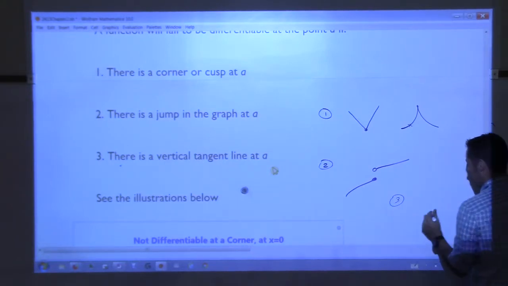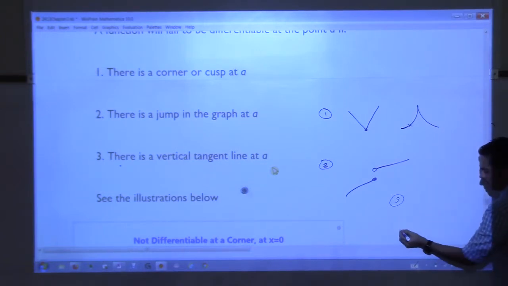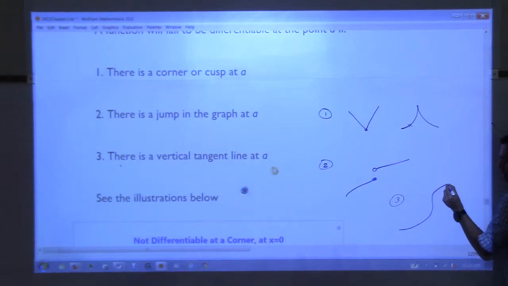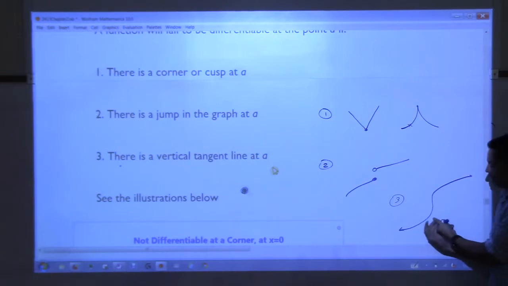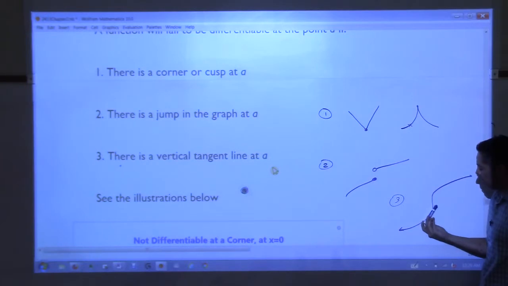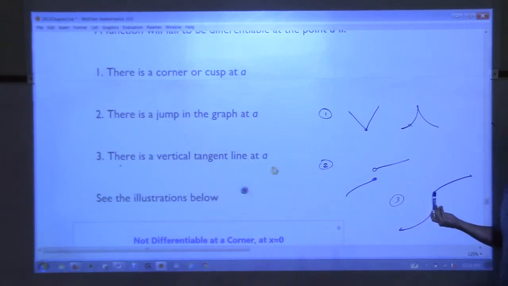And then the third one is a little harder to realize, but let me draw it. I'll draw it slowly. Okay, take a look at this graph. We have positive slope, getting steeper and steeper and steeper, and then it goes like this. Let's take a look at that tangent line. Slope is positive, getting big, big, big, big, big. And then it becomes vertical. What is the slope of a vertical line? Undefined. And that means your derivative is undefined.